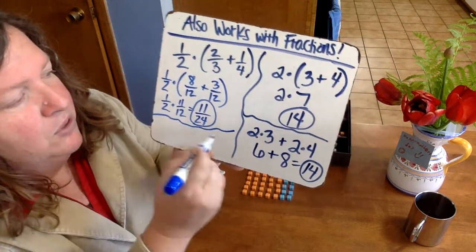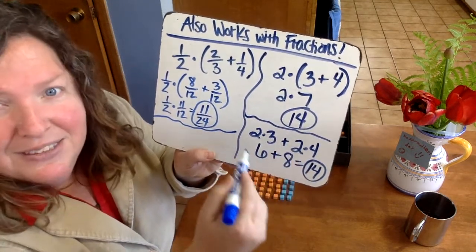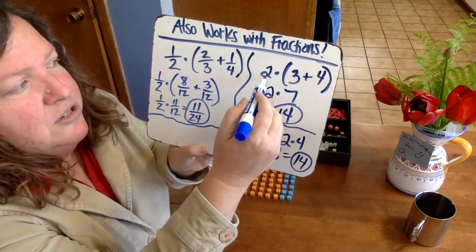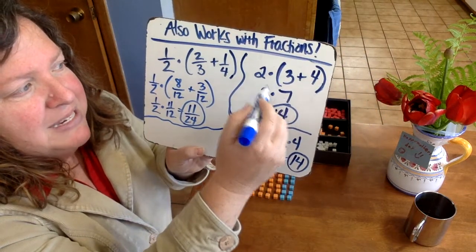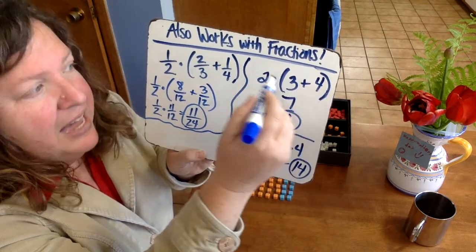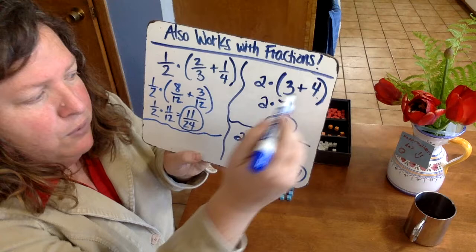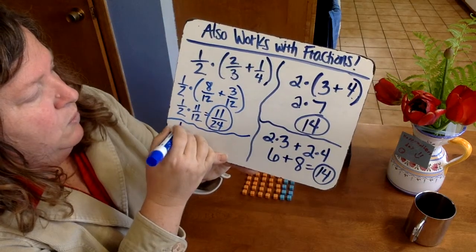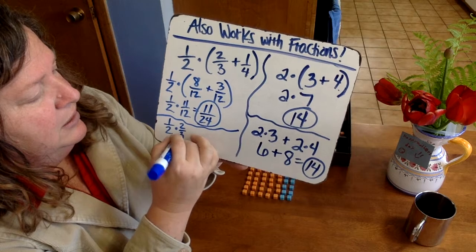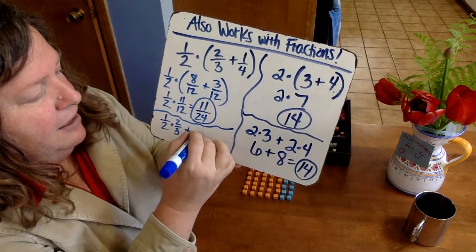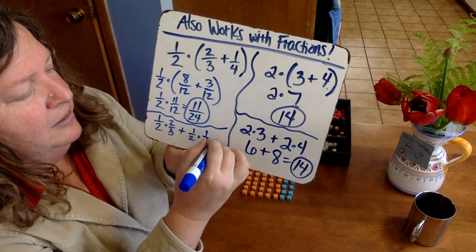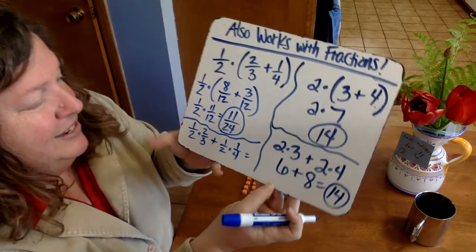Now, let's try this. We're down a little more lower on the board, but let's try the distributive property that we just did. So we redistributed. We did 2 times, not times 7, but rather 2 times 3, and then another 2 times 4. Let's do that here. 1/2 times 2/3 plus 1/2 times 1/4. Let's see how that gets us.